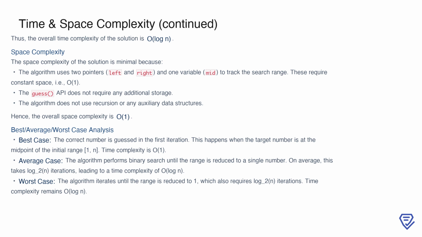Now, let's consider the best, average, and worst cases. In the best case, the correct number is guessed on the first attempt, which happens when the target is the initial midpoint. This takes constant time, O(1). In the average case, the algorithm performs binary search until the range reduces to one number, requiring approximately log_2 n iterations, so the time complexity is O(log n). Similarly, in the worst case, the range is halved repeatedly until only one number remains, and this also demands O(log n) iterations. Hence, the time complexity is O(log n) across all scenarios, with O(1) space usage.